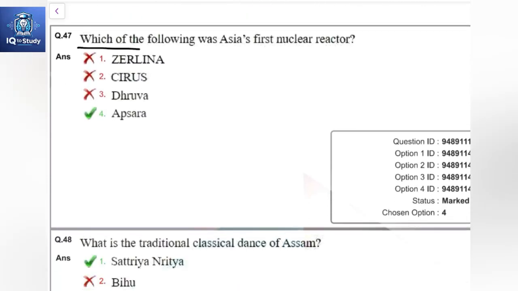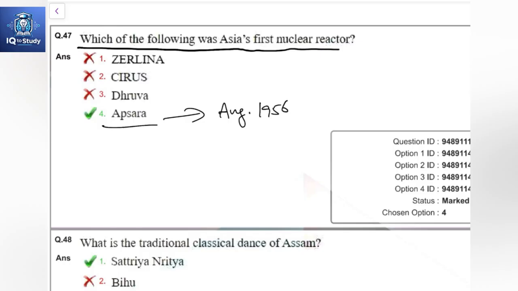Which of the following was Asia's first nuclear reactor? Apsara. It was built in August 1956. It was named by then Prime Minister Jawaharlal Nehru. It was a highly versatile swimming pool type reactor. So Apsara was Asia's first nuclear reactor.